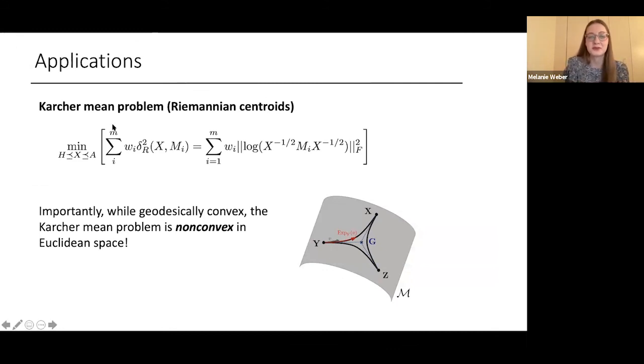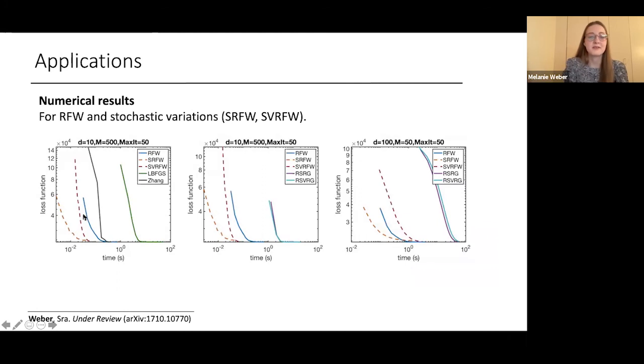So these are for the Cauchy mean problem, for averaging Gaussians. And here we see in blue the deterministic Frank-Wolfe method, and in dotted lines, those stochastic variants that I briefly mentioned. So here we see a significant speed up compared to the deterministic methods because we work with gradient estimates, which are faster to compute than full gradients.